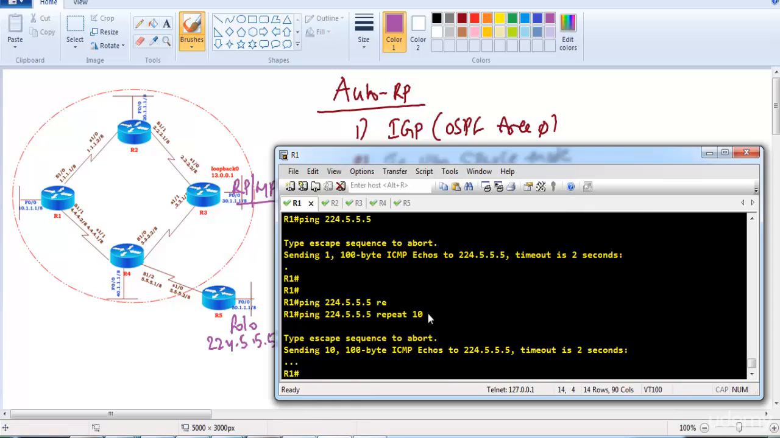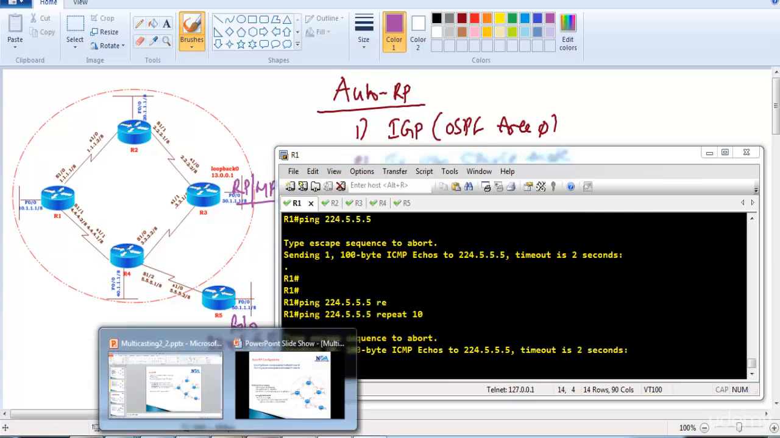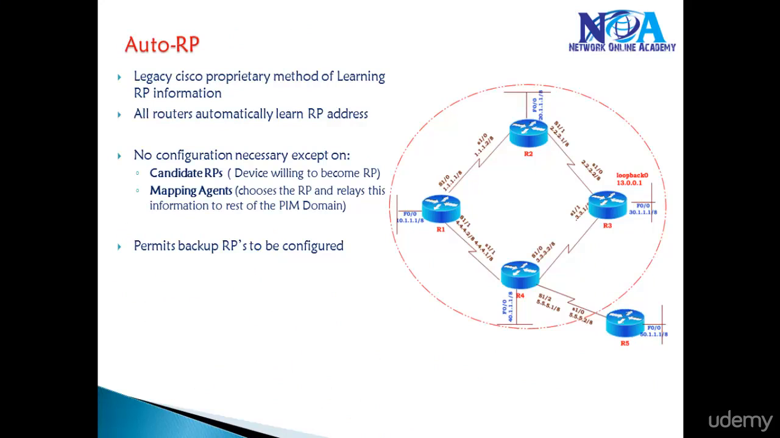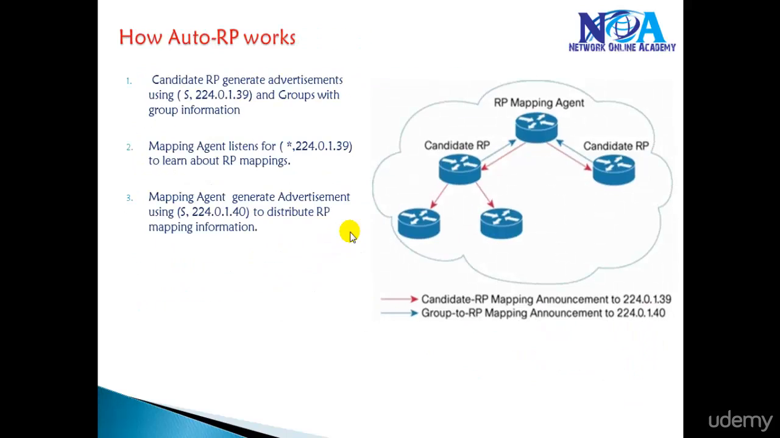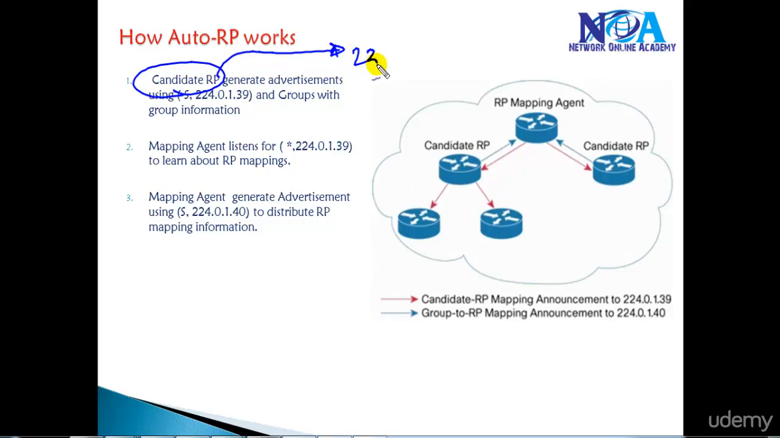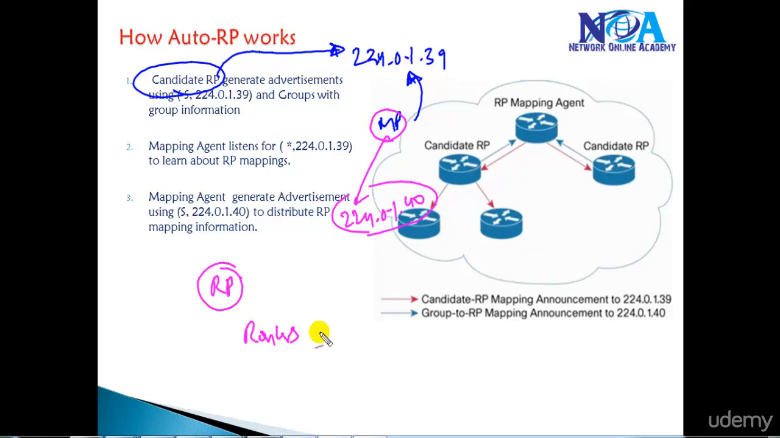The reason for this, if you go back to the concepts we discussed in auto RP, is that auto RP uses two different multicast group addresses. The candidate RP advertises itself as an RP on 224.0.1.39, and the mapping agent listens on this multicast address, and then advertises this information to the rest of the domain on 224.0.1.40.